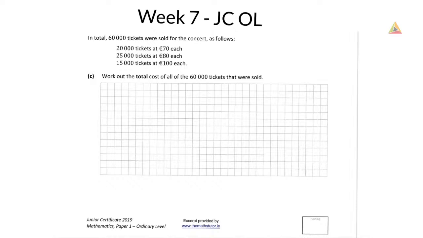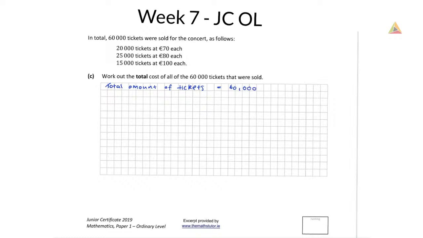Okay, so in total, 60,000 tickets were sold for the concert as follows. 20,000 tickets were sold at €70 each. 25,000 tickets were sold at €80 each. And 15,000 tickets were sold at €100 each. What we want to do is find out the total cost of all of the 60,000 tickets that were sold. So I'd always start by writing down the information we're given here. So the total amount of tickets was 60,000.